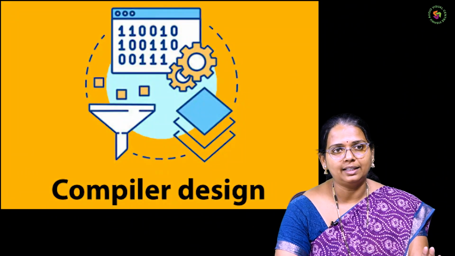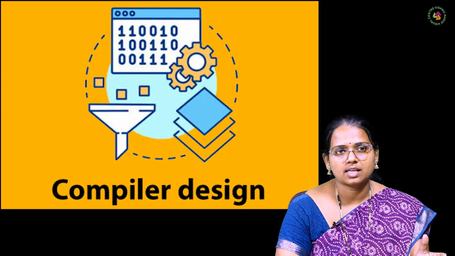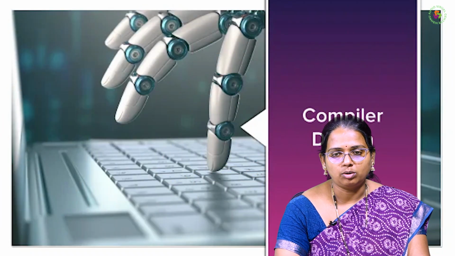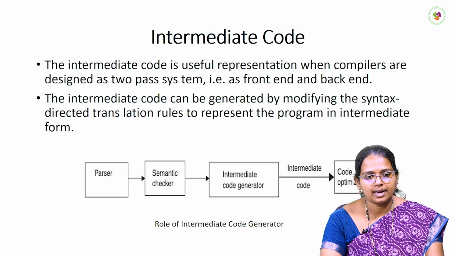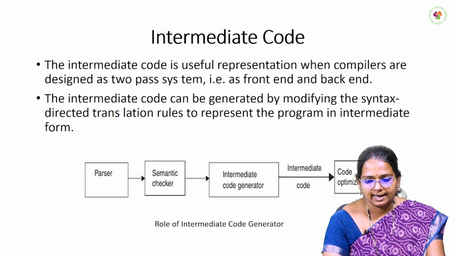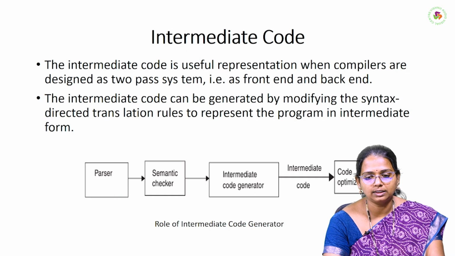So here the intermediate code generation acts as a mediator between the syntax phase and the analysis phase. So we'll see what an intermediate code is today. The intermediate code is a useful representation used by the compiler, here the parser, semantic checker, intermediate code generator, code optimizer. The role of the intermediate code generator is, after the phase of semantic analysis, to convert the given code into an intermediate code so that the code generation will be easy.